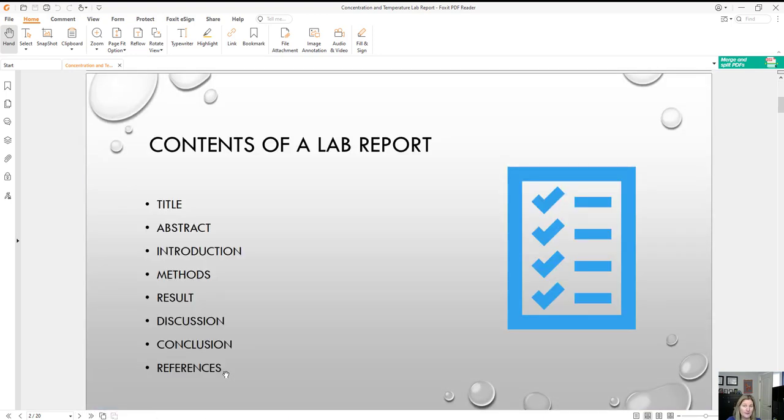This is the same setup as the last lab report. Each lab report needs to have a title, an abstract, an introduction, methods, results, discussion, conclusion, and a reference section, as well as a picture of yourself performing the experiment. Those are all required elements for your lab report, just like last time. So make sure that you include all of these elements and in the same order as listed here.